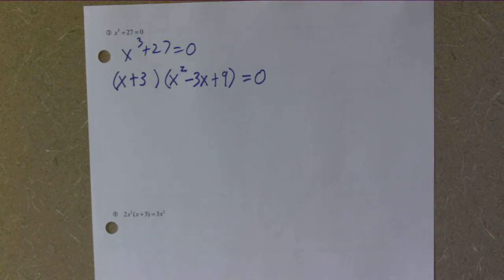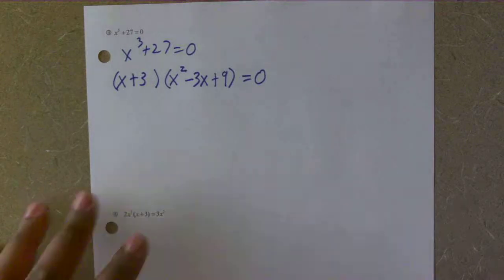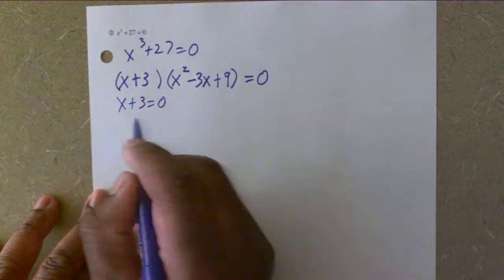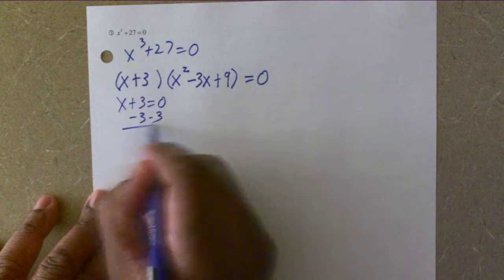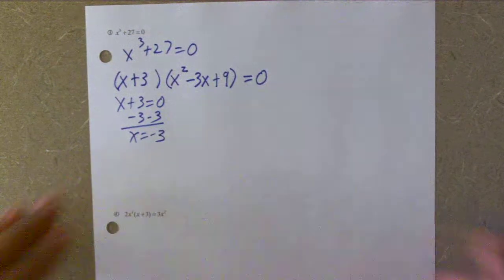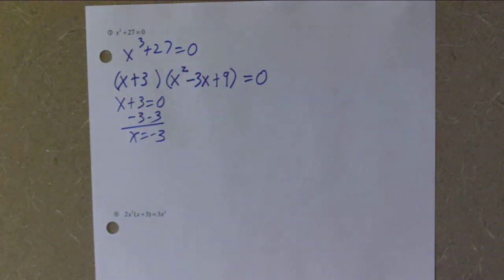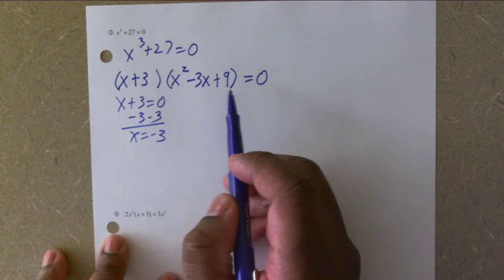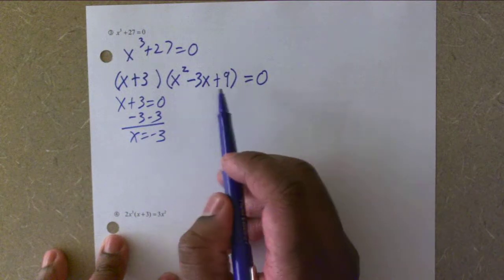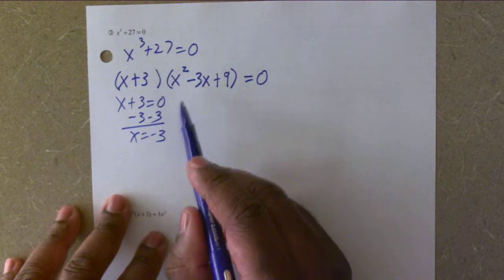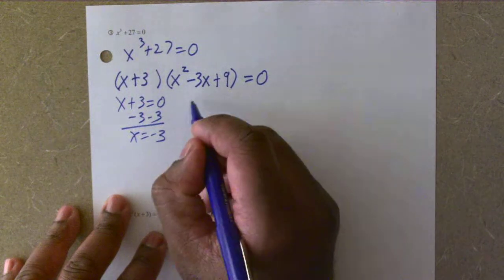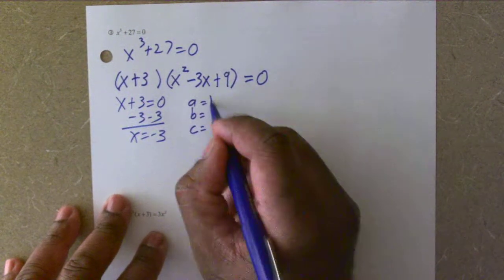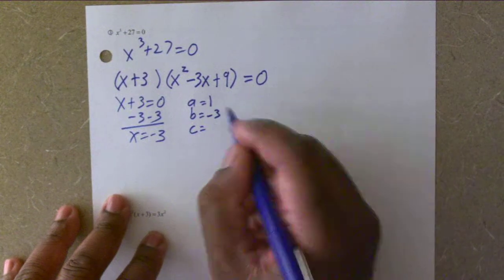The quadratic formula. So we would do x plus 3 equals 0. We'll subtract 3 on both sides, and x equals negative 3. So we know negative 3 is one of our answers. But because we know we cannot factor this, we know we will use the quadratic formula. So what I'm going to do here, I want to list our A, B, and C. Our A is 1, our B is negative 3, and our C is 9.